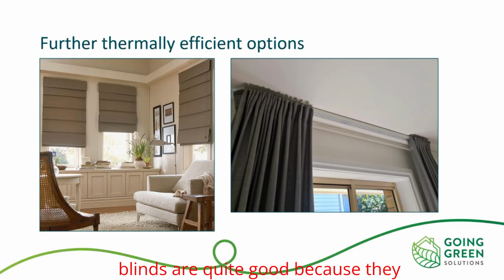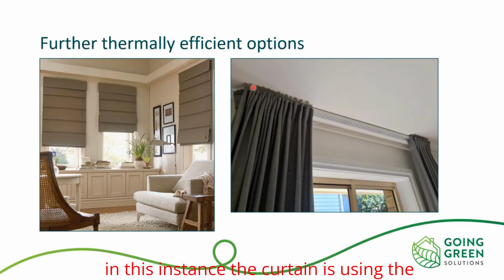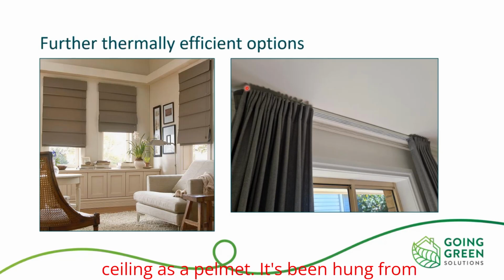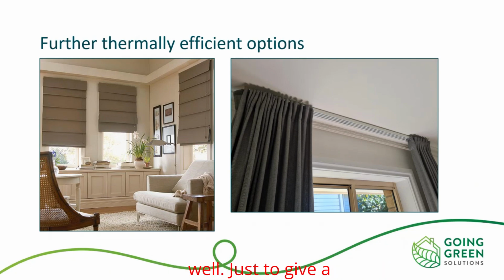There are some other things you can do. Roman blinds are quite good because they incorporate a pelmet here at the top. And in this instance, the curtain is using the ceiling as a pelmet. It's been hung from the ceiling. So that really works well as well.